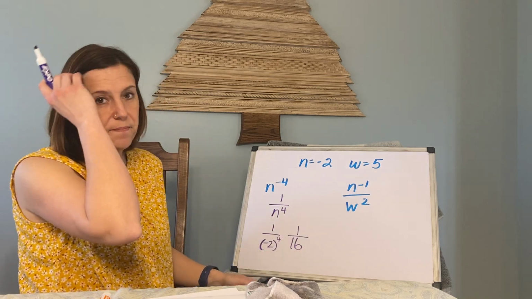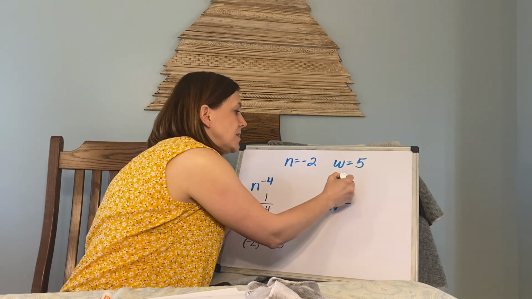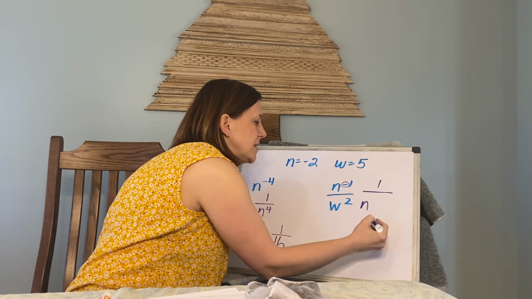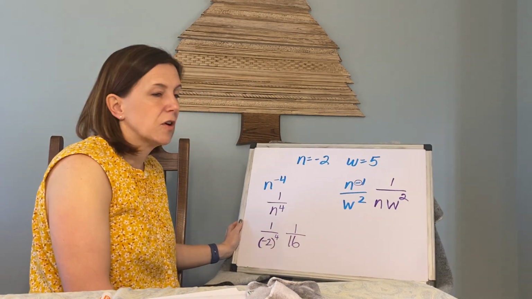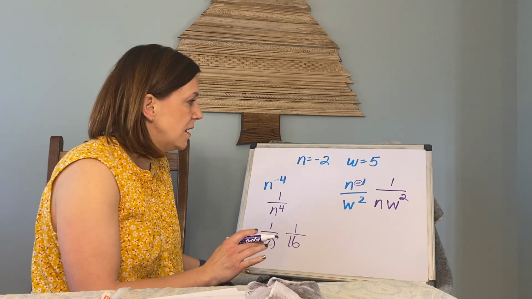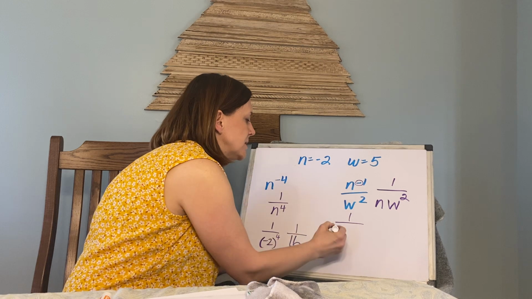Take a look at the next one. Again, I prefer to clean up first. So this negative exponent is going to move to my denominator. It becomes n to the first power. Well, anything to the first power is itself. I don't need to write it. Now that I have it simplified, I can go ahead and plug in my numbers.